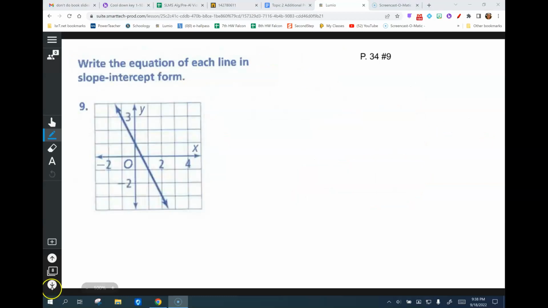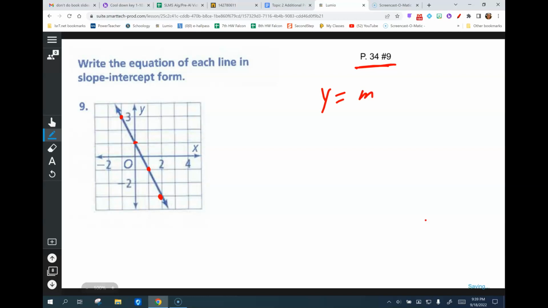Okay, let's go to the next. I want you to try it. Go to page 34 in your book, number 9. Now I know the points aren't indicated, so I'll help you with that. This is where we have to find whole number points. Here's a whole number point. Here's a whole number point. Here's a whole number point. Here's a whole number point. Go. Find the equation in slope-intercept form.